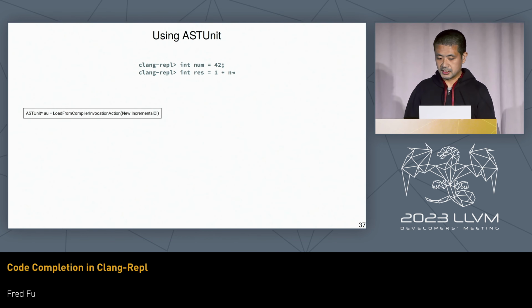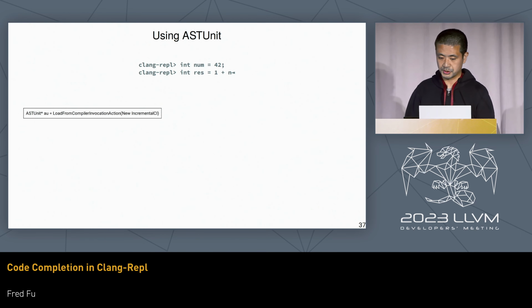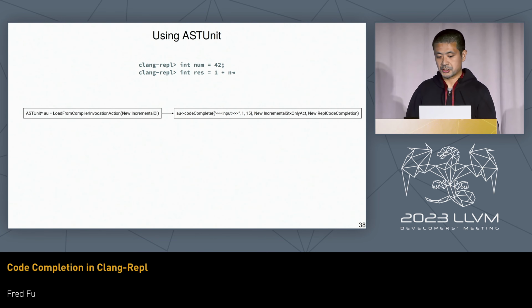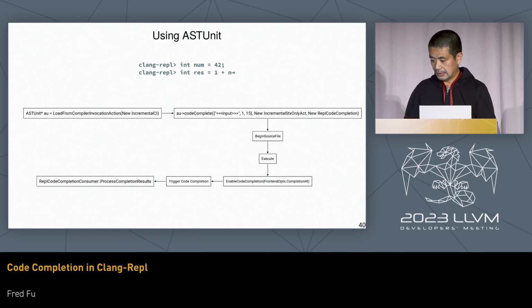But luckily, after some digging, we found the AST unit as our current solution. First, we create an AST unit from the incremental compiler instance. Then we invoke its method code complete with proper arguments. Then we let it do the heavy lifting under the hood. And in the end, our method process complete results gets invoked.